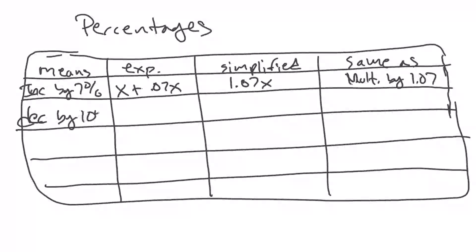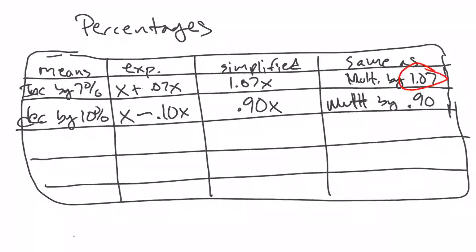Here we have a decrease, by, let's say, 10%. So we want to take the whole amount and then subtract 10% of it. But then we can, again, simplify this, and we're going to be left with 0.90x. So that's the same thing as multiplying by 0.90. So if you notice, anytime you're increasing, the value is going to be bigger than 1. But when you're decreasing, the value is always going to be less than 1. Okay? And we could just keep going, but the pattern remains the same for any increase or decrease.